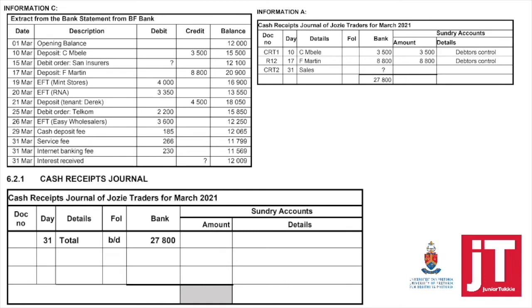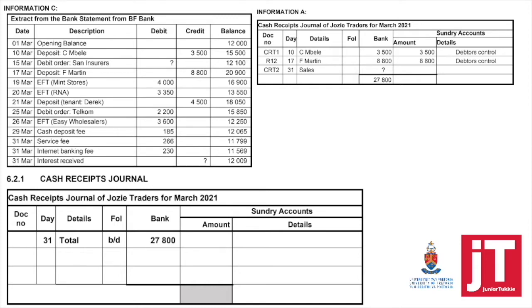Comparing the cash receipts journal with the extract from the bank statement. A reminder, on a bank statement, the credit side means deposits made into the business account. So it means that the business received money. So when we compare the cash receipts journal, we are going to compare it to the credit side. All payments will reflect on the debit side on our bank statement. So when comparing the cash payment journal, we will look at the debit side on the bank statement.